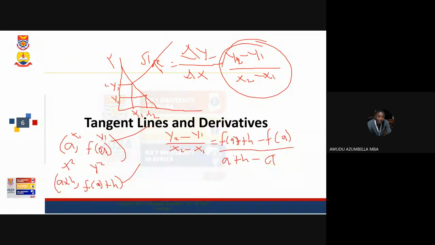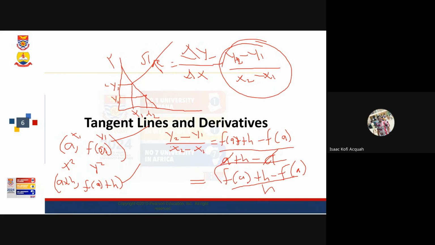When you do that, you can clearly see that this a here and this a here will vanish. They will go away, so that we get our formula to be f of a plus h, minus f of a, all over h. Now, it means that this function here depends on the value of h.